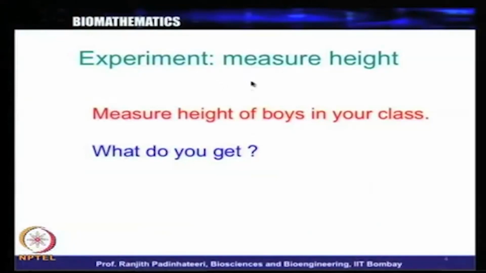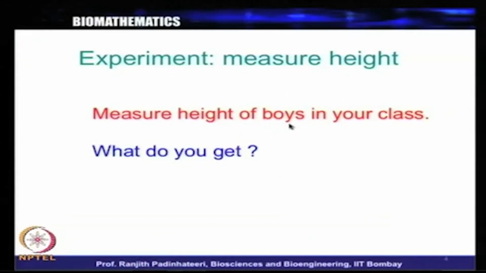So as we said, we had various experiments. One of the experiments was traveling to the college, but we will discuss a new, simple experiment that you all can do yourself. We don't need a big setup or anything, you can do it in your class. So let us do a simple experiment of measuring height. So the experiment is measure height, measure height of boys in your class. This is a simple experiment that anybody can do.